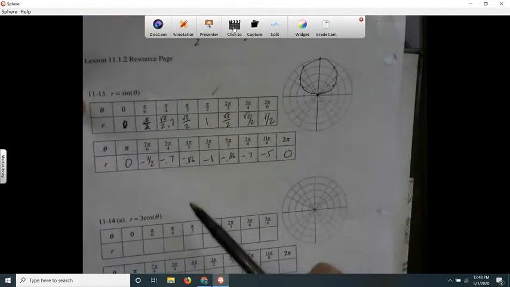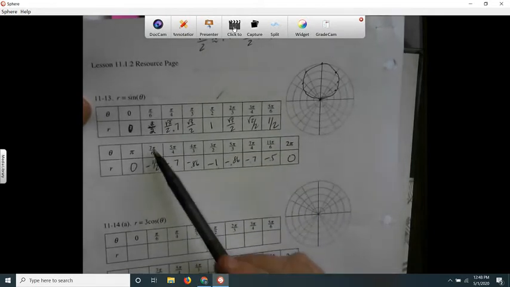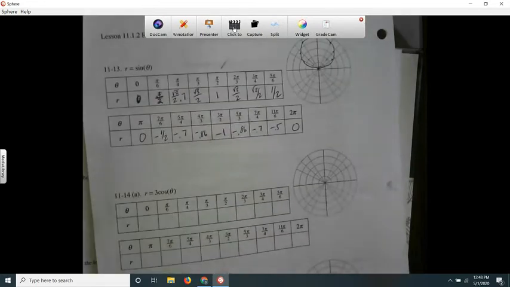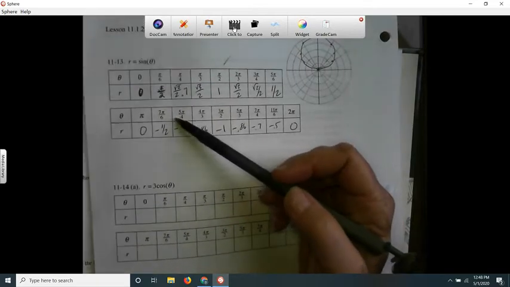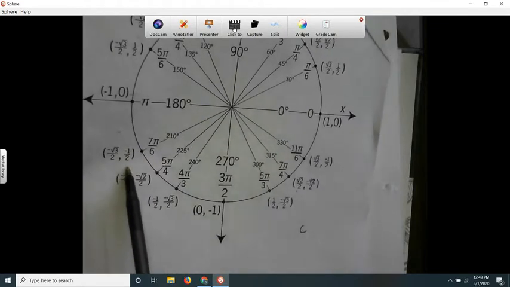So it's interesting. But I haven't even done the rest of these values. So what's going to happen here, I'm going to have negative radii. So 7 pi over 6, let's remember where 7 pi over 6 is, and I want the sine, so that's negative 0.5.